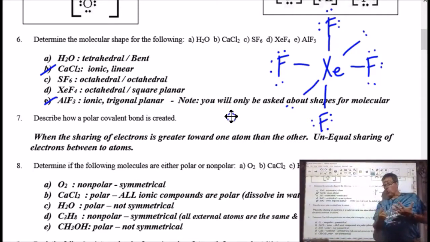That gives me a potential of 6. The first name that's in that column of 6 is octahedral. Go 2 more down because I have 2 lone pairs. This is a square planar.